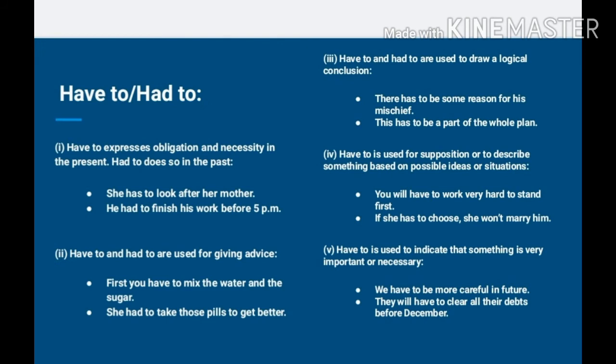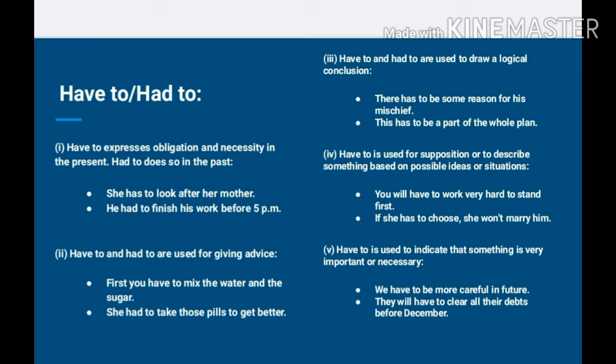Well, now let's focus on the usage of have to or had to. The first usage, have to expresses obligation or necessity in the present. Had to is doing the same work but in the past tense. Let's look at the examples. She has to look after her mother. He had to finish his work before 5 p.m.